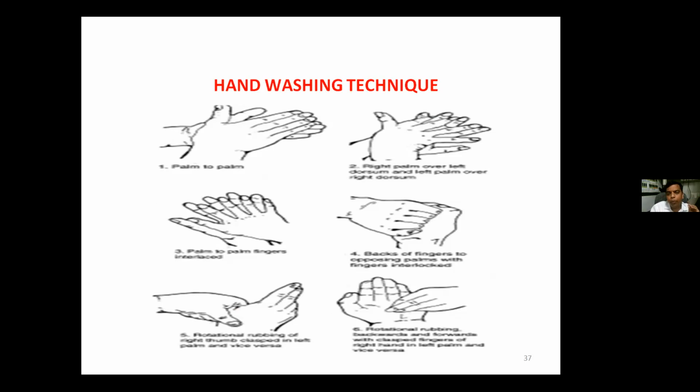stringently for a proper duration. Say for hand washing, it should be done for at least 40 to 60 seconds. For hand rub, it should be done for at least 20 to 30 seconds. So these seven steps should be followed for the proper duration.